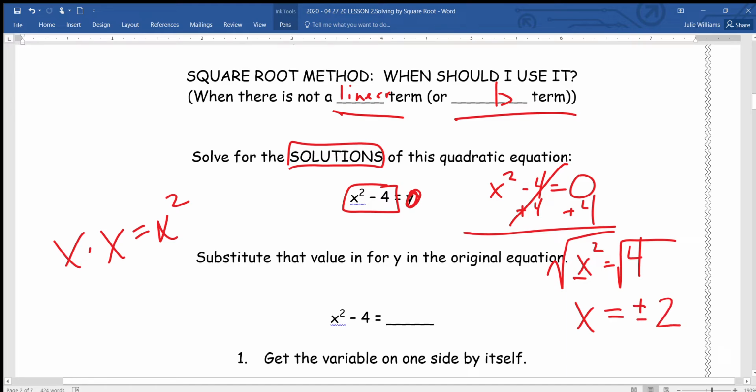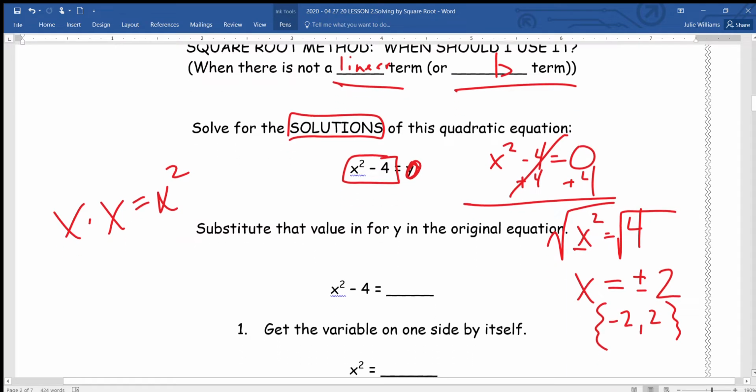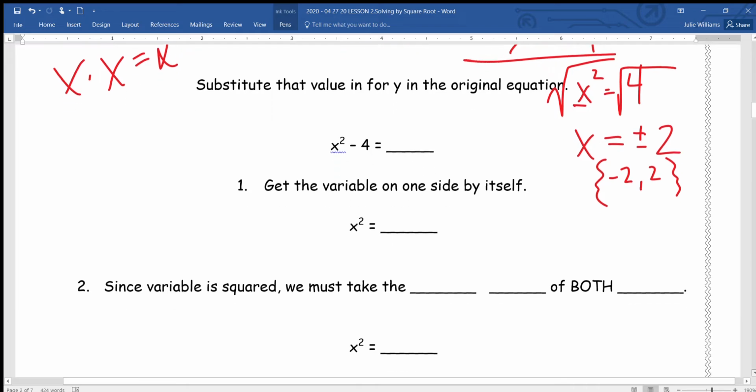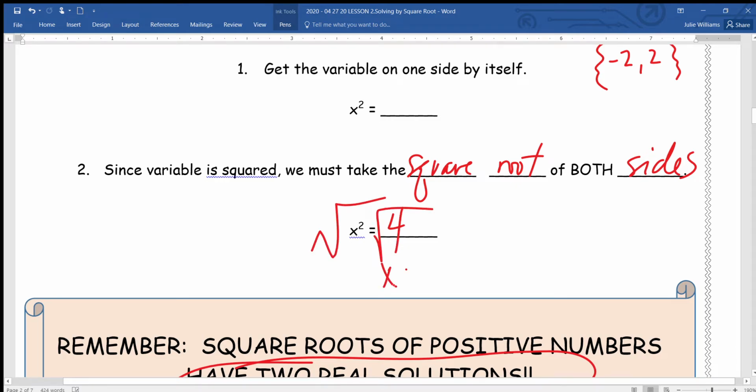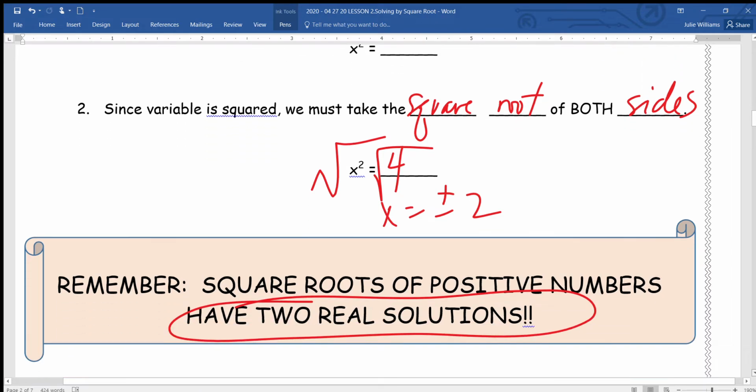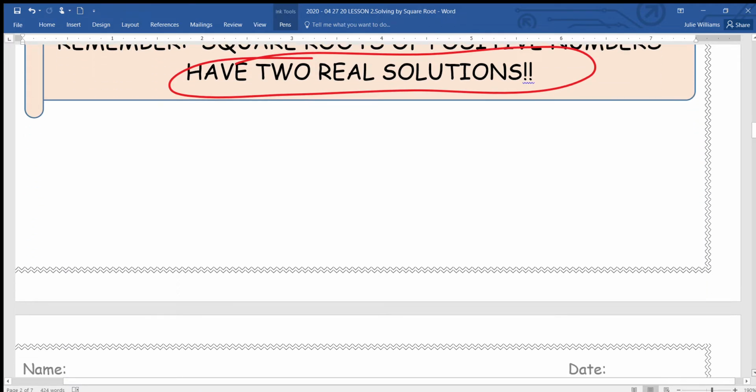If you wanted to write it with the funky brackets, you could write it like this. Okay, so it has two real solutions. One is 2, one is -2. Alrighty. Since the variable is squared, we must take the square root of both sides. So rewrite it here. So x equals plus or minus 2. All right. So let's look at the next problem we have.